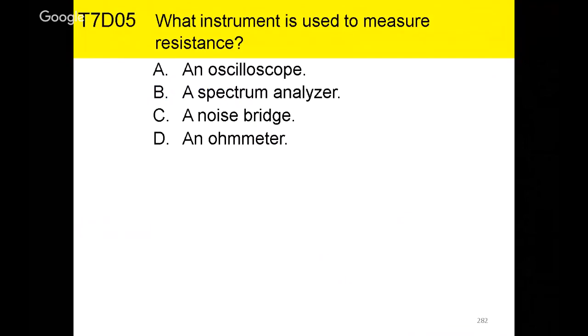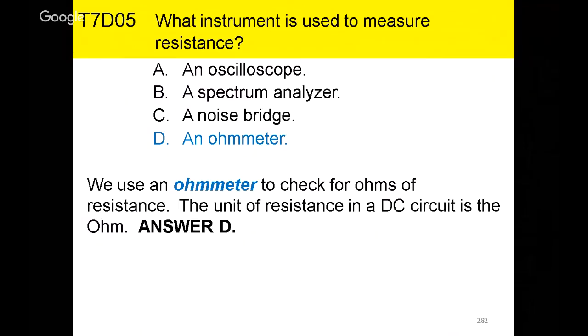So, what instrument is used to measure resistance? Again, the term we use for resistance, as far as what the value of a resistor happens to be, is an ohm, OHM. So it would stand to reason that in order to measure that, you would use an ohmmeter. Again, your multimeter has that function on there.